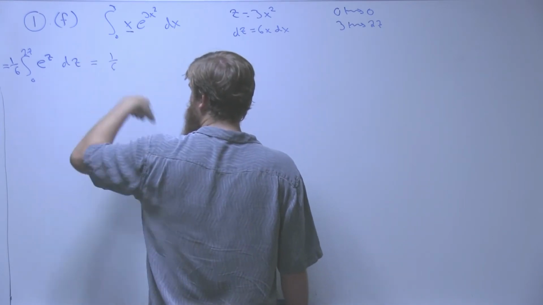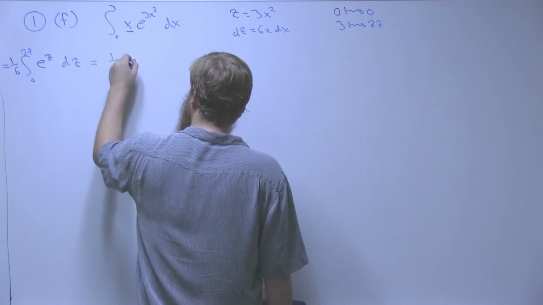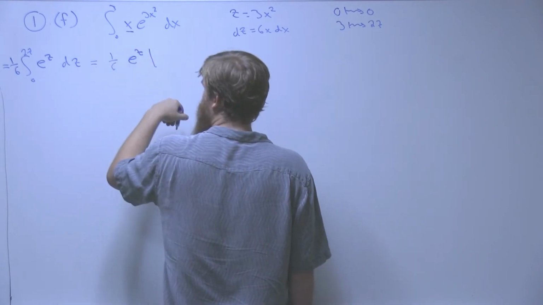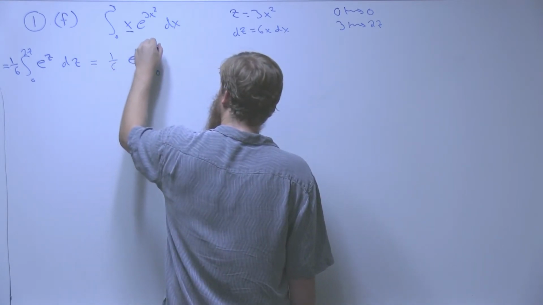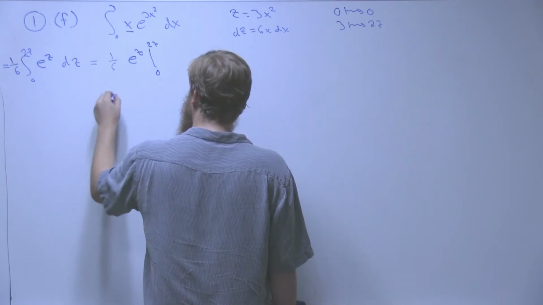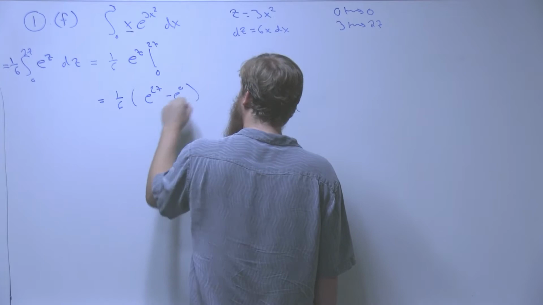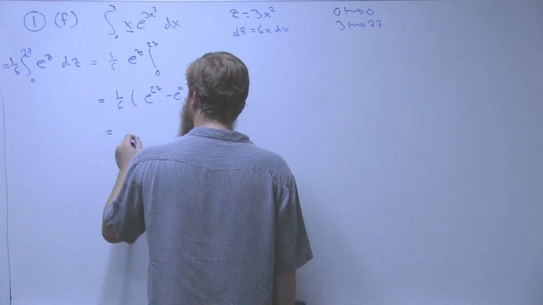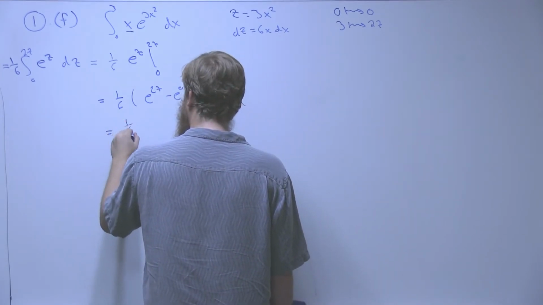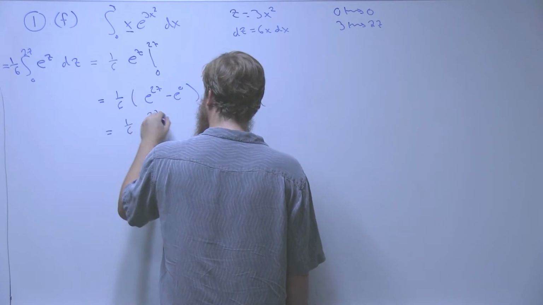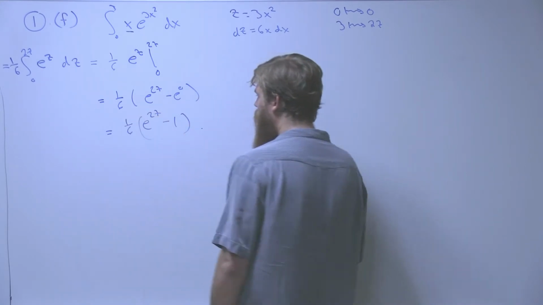We know that an antiderivative for e to the z dz is just e to the z. So this whole thing is just 1/6 e to the z from 0 to 27. And of course that's 1/6 times (e to the 27 minus e to the 0). But nobody would leave it like that since e to the 0 is just 1. So this is 1/6 times (e to the 27 minus 1). And that's it.